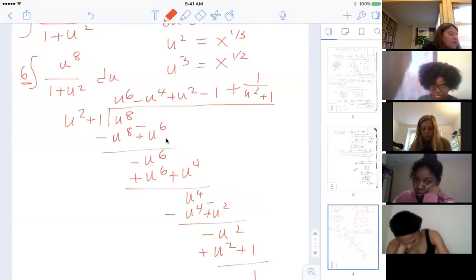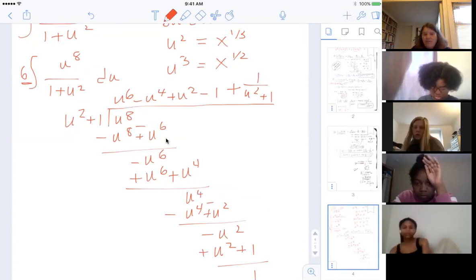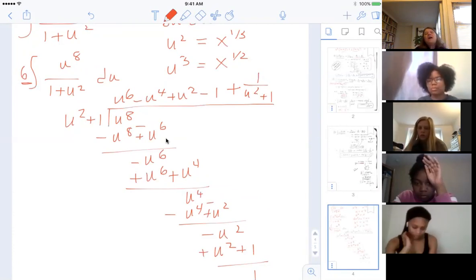Okay, so that's easy to take from there, I think. Is everybody okay with what I did there? If it's a rational expression and the power in the numerator is the same or higher, divide first, and then it turns into that. Okay, Alexis.